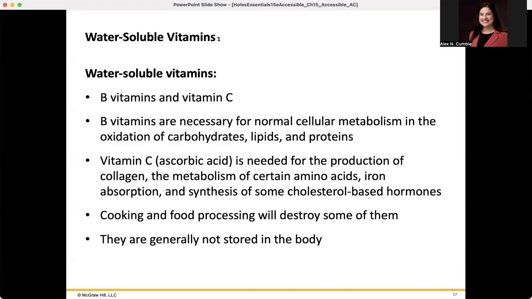They are destroyed during cooking and food processing, so you tend to want to have these consumed raw, okay? B vitamins, and there's a complex of them, and then also vitamin C. So again, if you're trying to drink vitamin C through your orange juice, but then you end up cooking with orange juice, you are breaking down that vitamin and it no longer has those same properties. Vitamin C is necessary for producing collagen and for metabolism of certain amino acids, iron absorption, a lot of good things for your body. These do not get stored in your body. So even if you consume large amounts of B vitamins and vitamin C, it's going to come out through your urine.